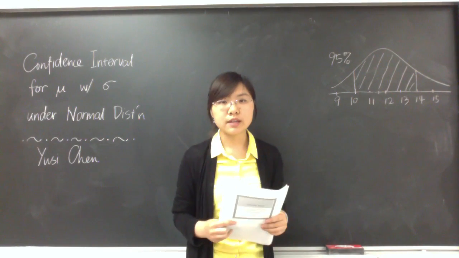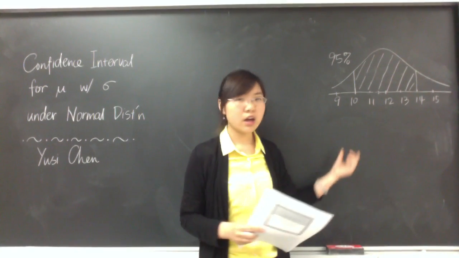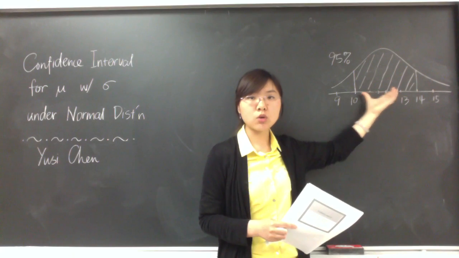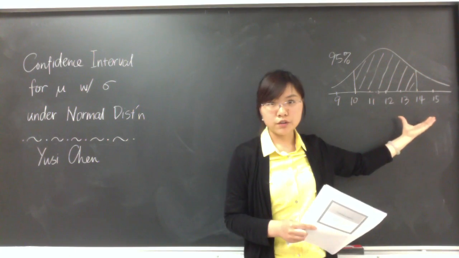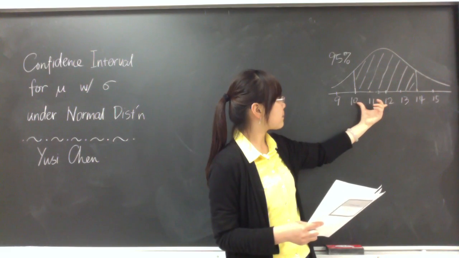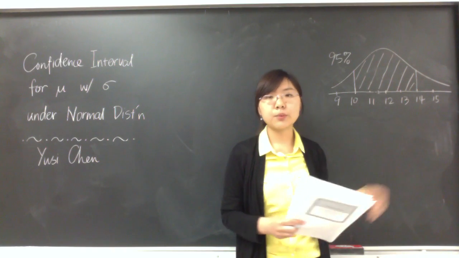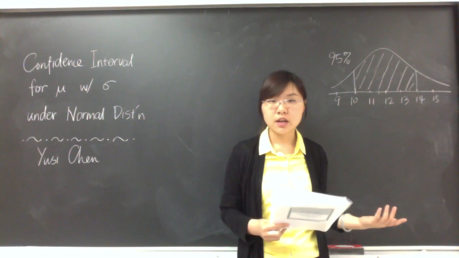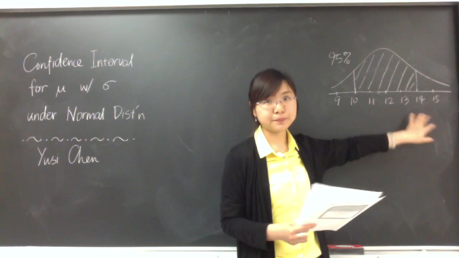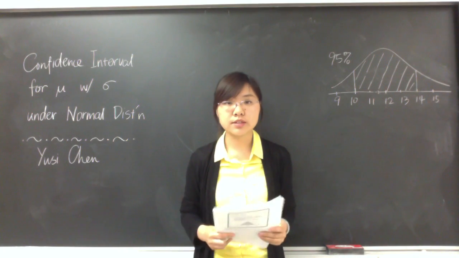So a 95% confidence interval means that the area of the confidence level is 95% of the total area under the curve. And as you can see, the confidence interval ranges from 10 to 14, which means that we are 95% confident that the true population mean is somewhere between 10 and 14. So this is one way to understand confidence interval.